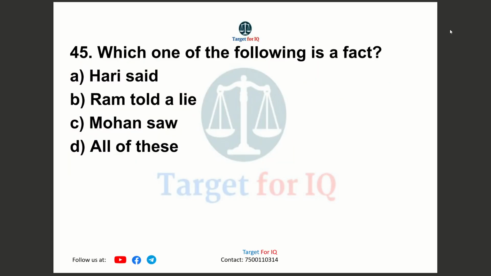Next, question number 45. Which one of the following is a fact? Option A, Hari said. Option B, Ram told a lie. Option C, Mohan saw. D, all of these. So the correct answer to question number 45 is option D, all of the above.